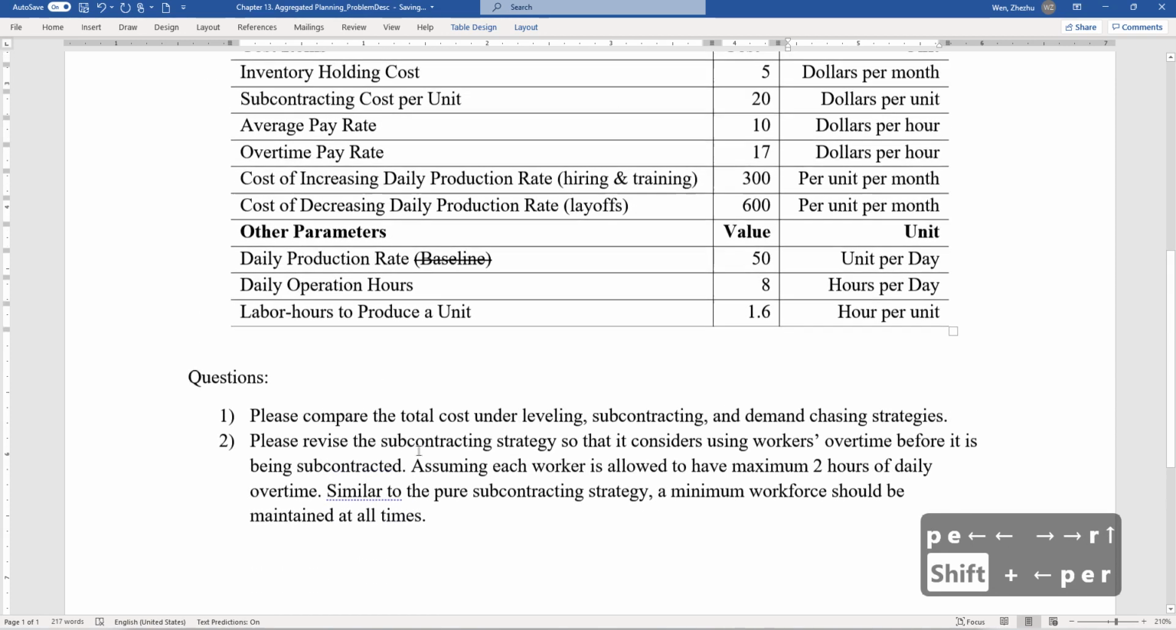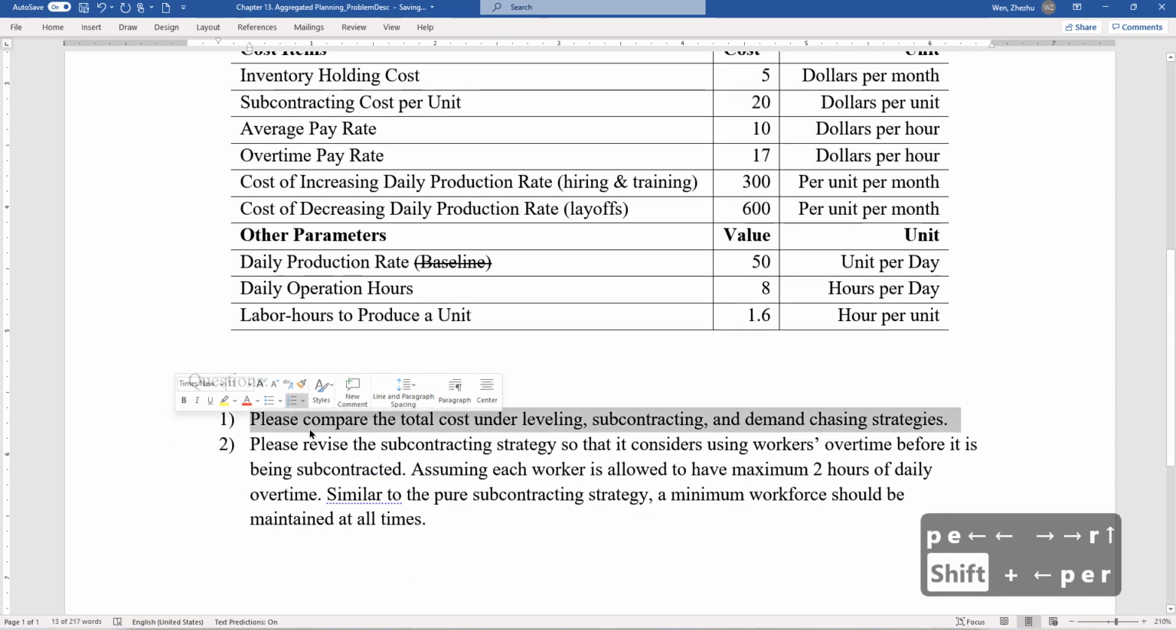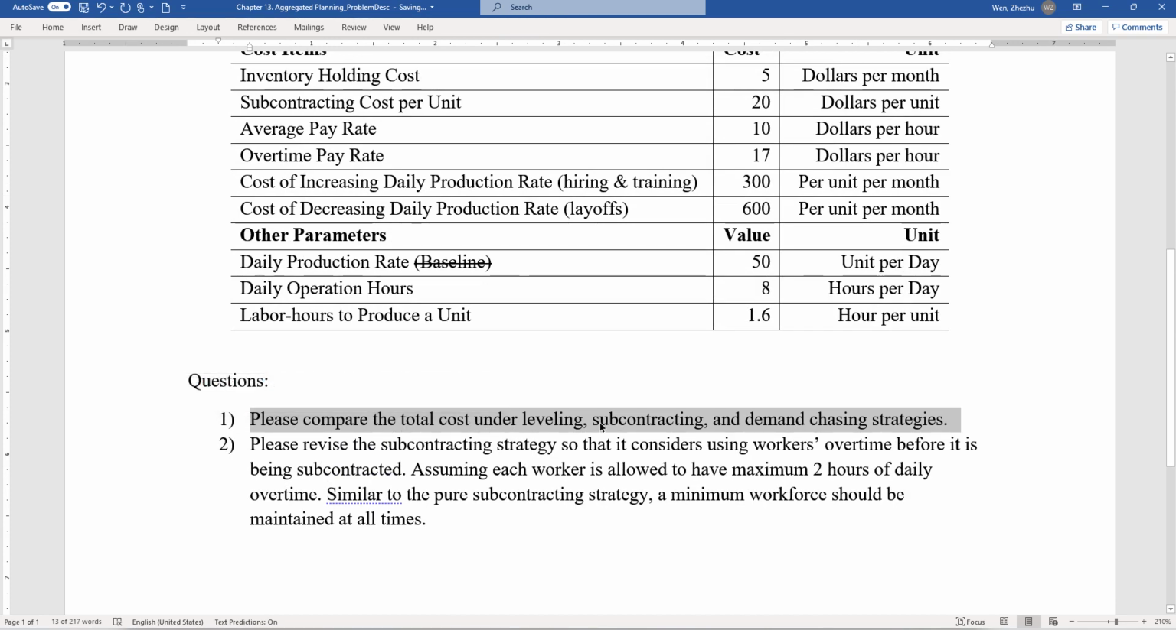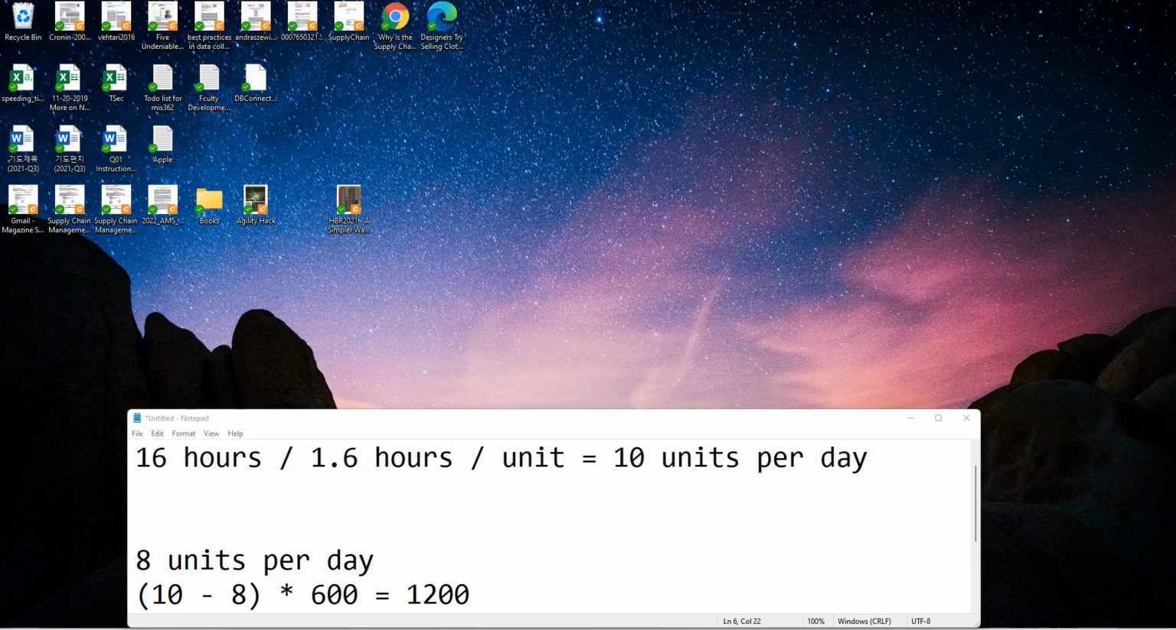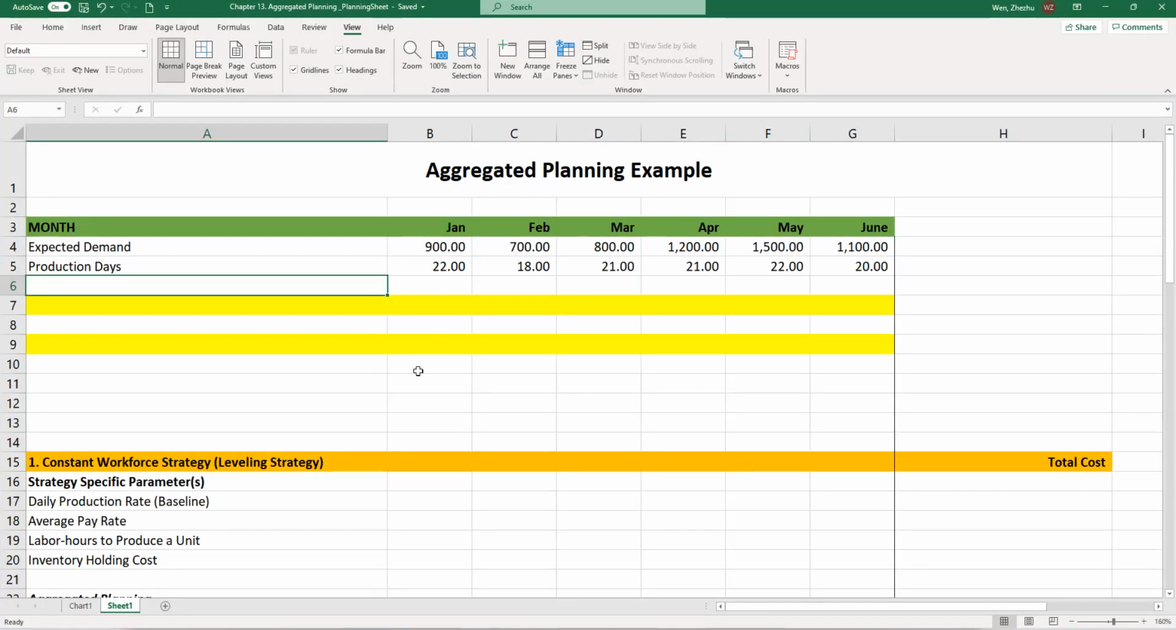Okay. So the first question is, please compare the total costs under leveling strategy, subcontracting strategy, and demand chasing strategies. We discussed the characteristics of those strategies during our Wednesday class, so I'm not going to go over this one more time, but I guess you can probably tell by looking at the breakdown of the cost structure. Okay, so let's take a look at the first problem.